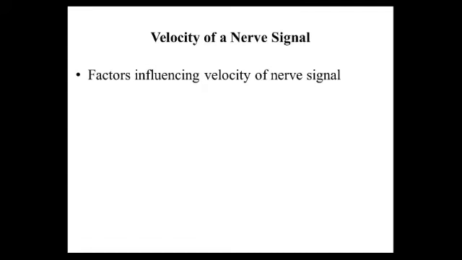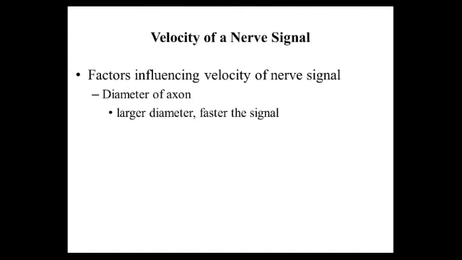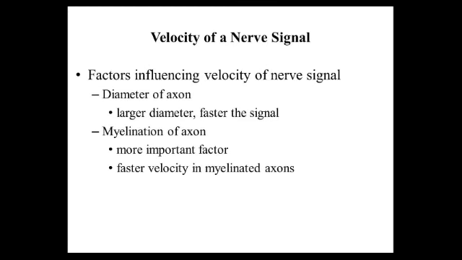Very briefly, let me talk about two factors that are going to affect how quickly the signal goes down the axon. First off is the diameter of the axon. The larger the diameter, the faster the signal. Simply put, the larger the diameter of the axon, the faster the signal is going to go down. The second factor, which is actually even more important, is whether or not it's myelinated. Myelinated axons can carry signals much faster.